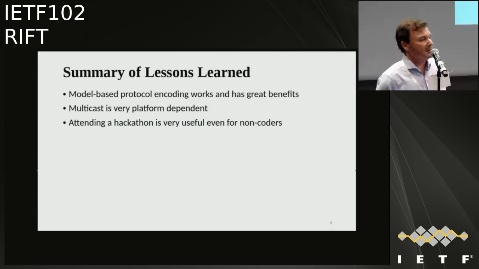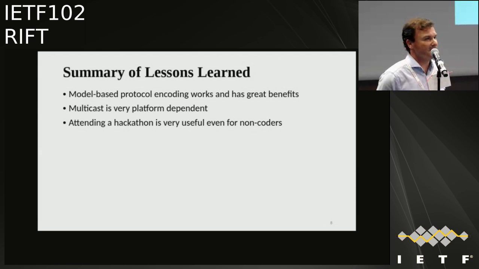So the lessons learned, for me at least, the three major lessons that I took out of this hackathon were, first of all, that model-based protocol encoding really works. There's a couple of dimensions that it helps that I go into more detail in the next slide. Similarly, I didn't mention it here, but having a formal specification of the finite state machine also really helps, especially if you have a framework in your code where you can literally translate the events and the states and the actions into your framework.